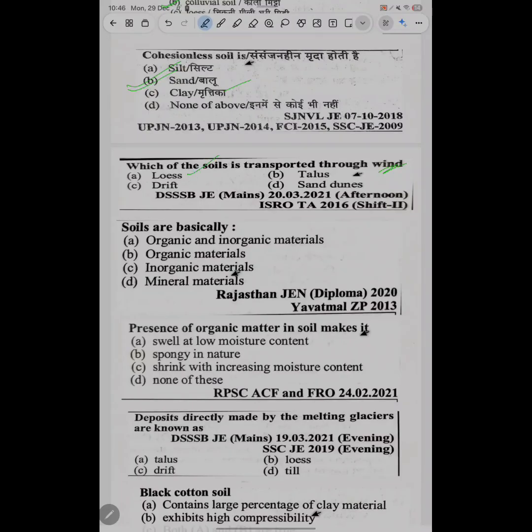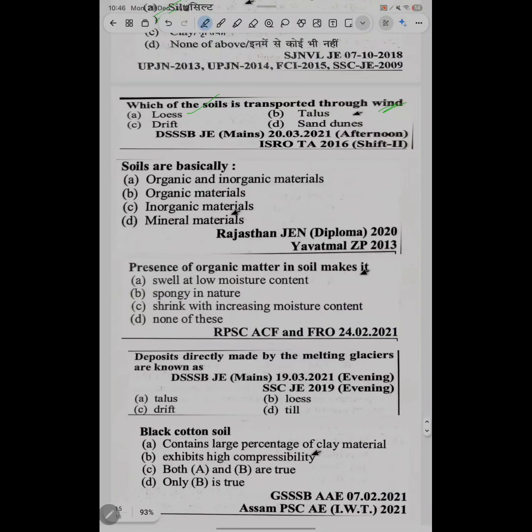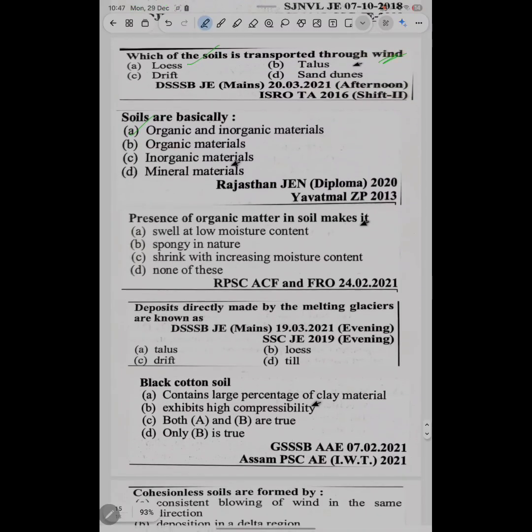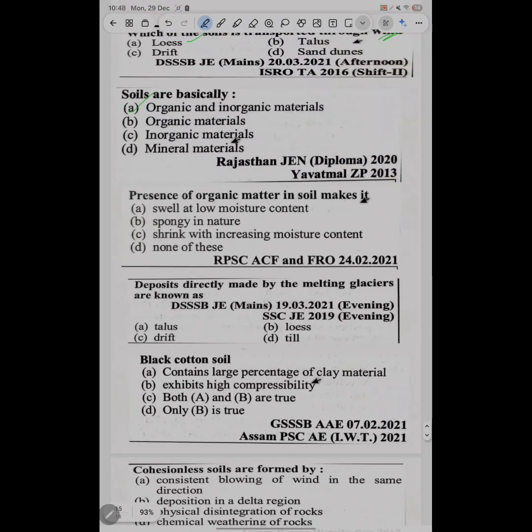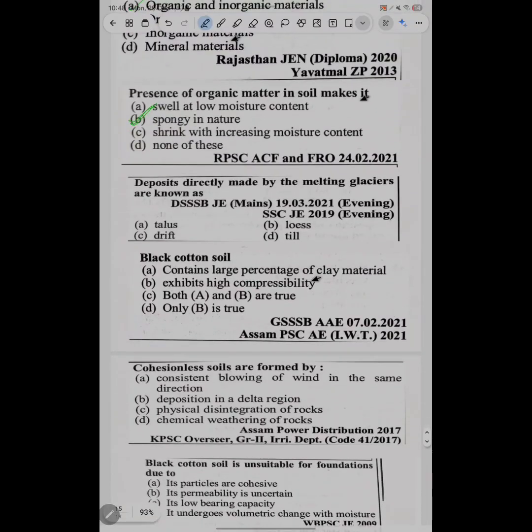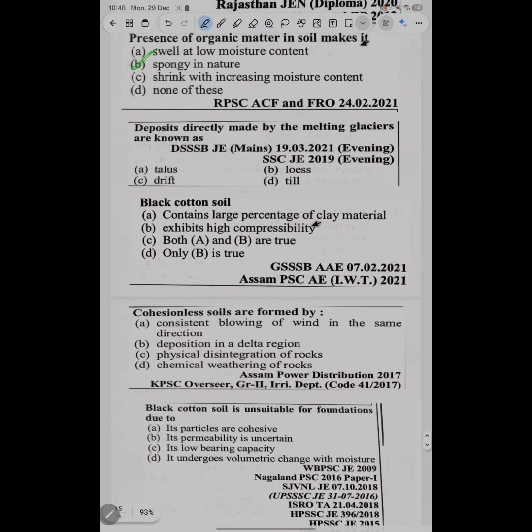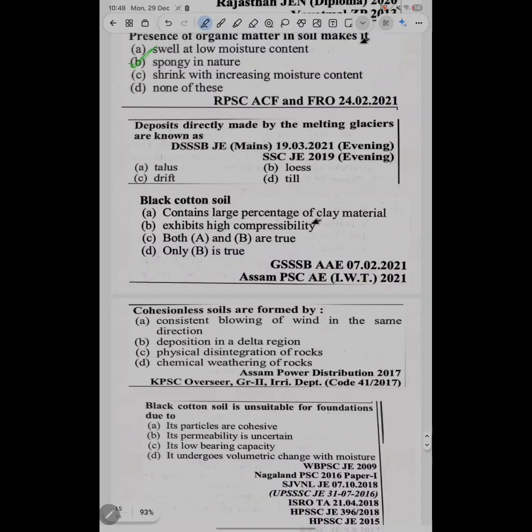So loess. Okay. Next, soils are basically organic and inorganic materials. Next, presence of organic matter in soil makes it spongy in nature. Okay, we already discussed this question. Then deposits directly made by the melting glaciers are known as drift. So here the answer is drift.